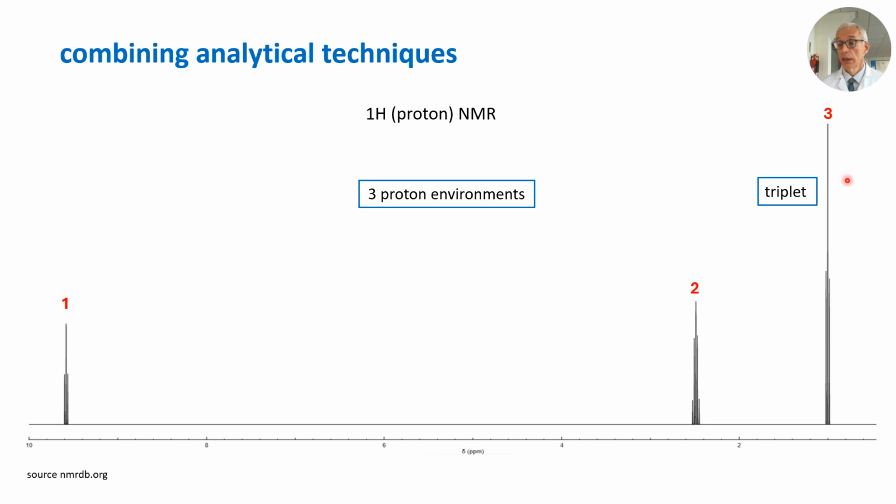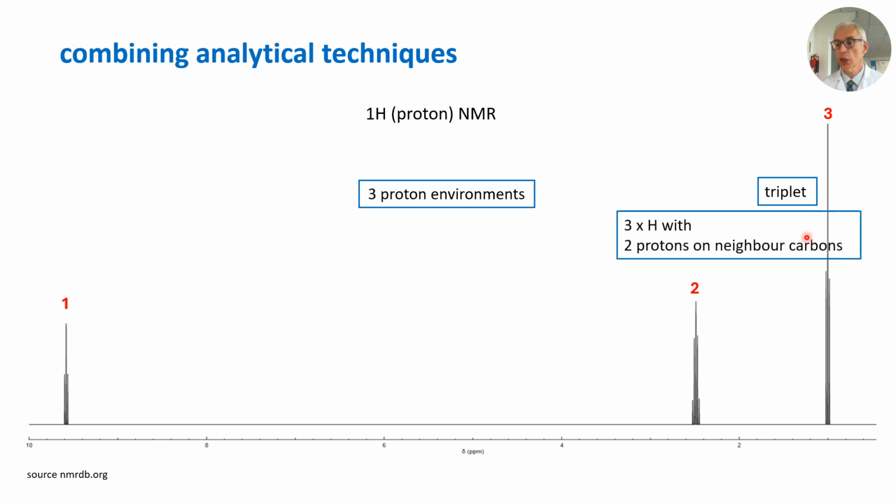Our right-hand side signal, there are 3 protons in this proton environment, and the subpeaks form a triplet. So that tells us that the neighboring carbons carry 2 protons. So we've got 3 hydrogens on a carbon, and there are 2 protons on neighboring carbons.